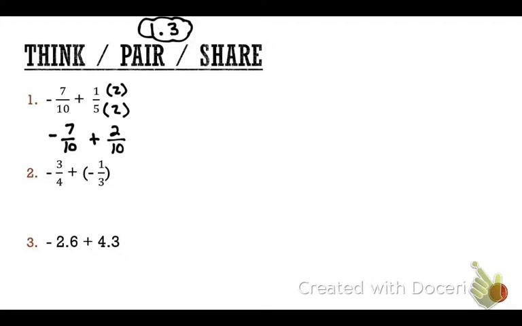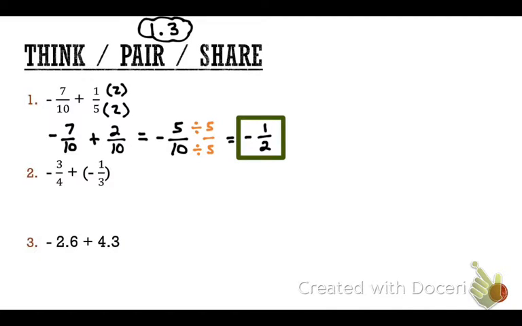Ariana, what did you get? Excellent. She got -5/10. Class, can that be reduced at all? Yes. What goes into a 5 that also goes into a 10? A 5. Okay, so if you want, you can show me the work right here. If you know how to do this in your head, you do not have to write it out. What would the answer be? -1/2.